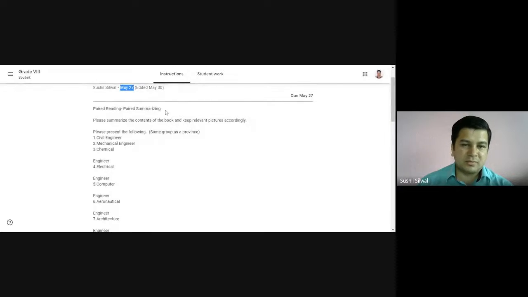And one feedback for this time, see on this screen. So let us try to go according to the instruction. Paired reading, paired summarizing. That was the activity, but we couldn't make too many pairs. We were more than a pair. So in this, you all have to work together to write down a summary. Please summarize the contents of the book and keep relevant pictures accordingly. So pictures, how many pictures were there?